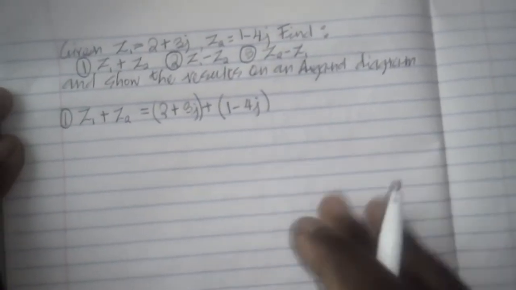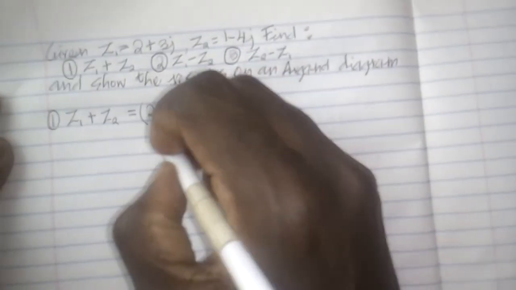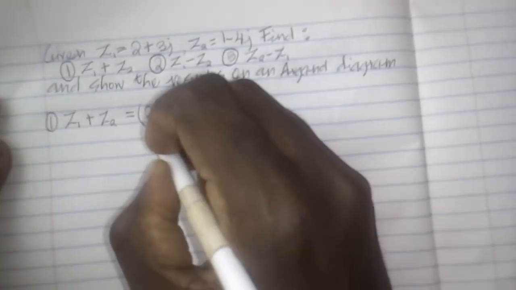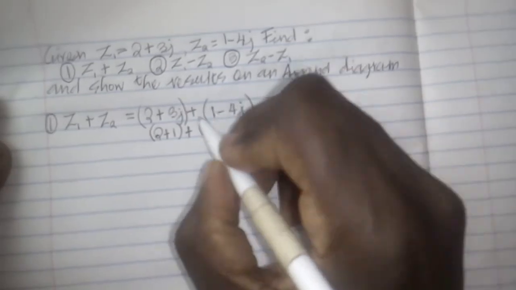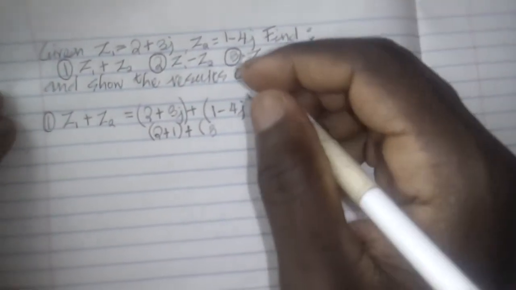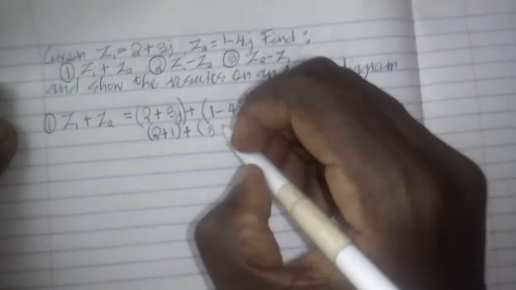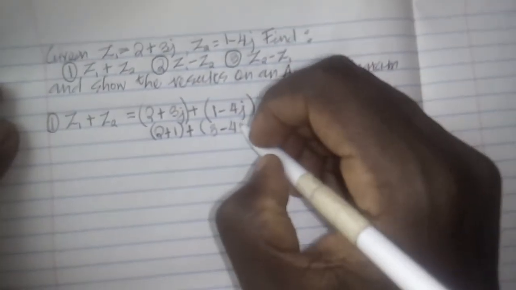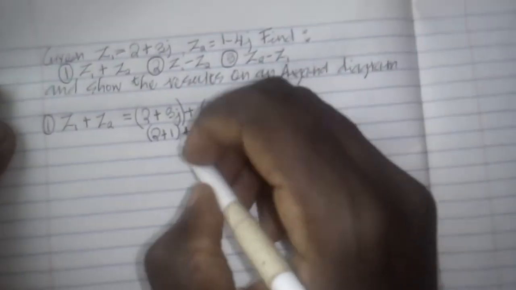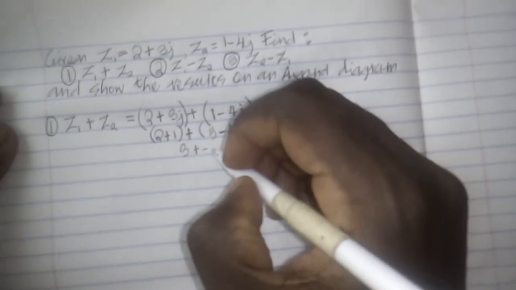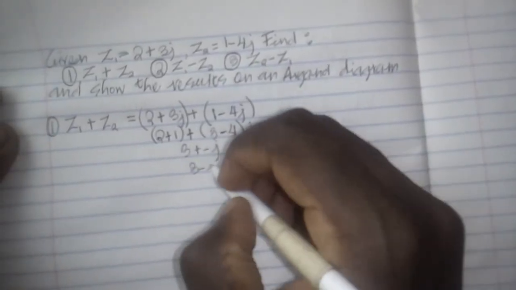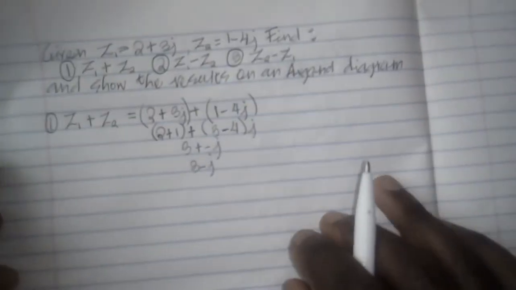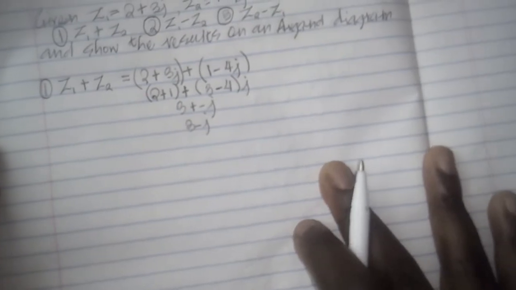Okay, add the real parts and you add the imaginary parts. Plus minus 4 will be minus 4j. This will be 3 plus minus j, which will be 3 minus j. Okay, that's 1.